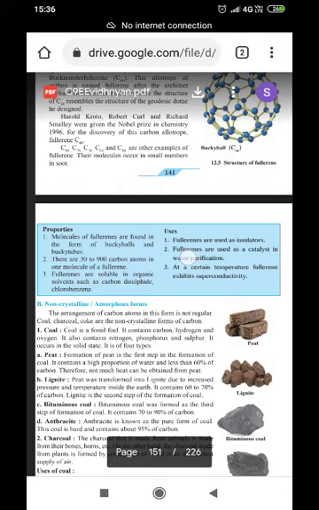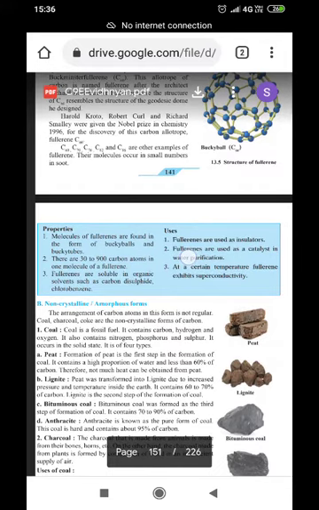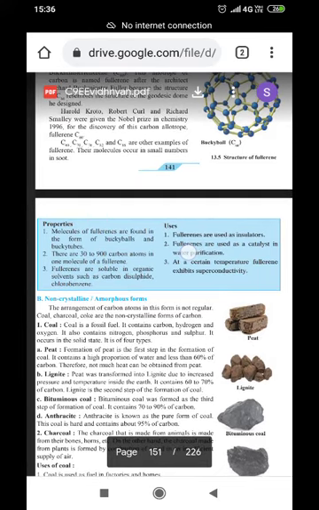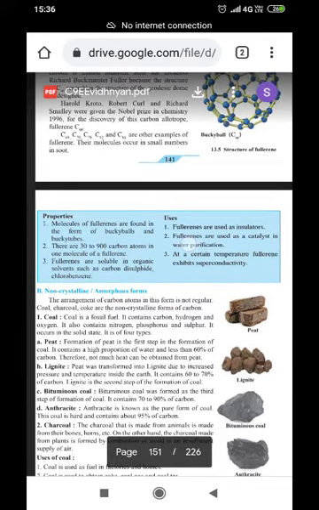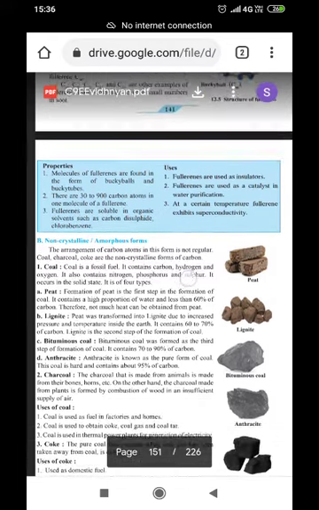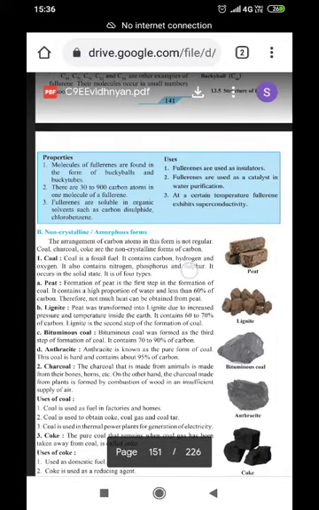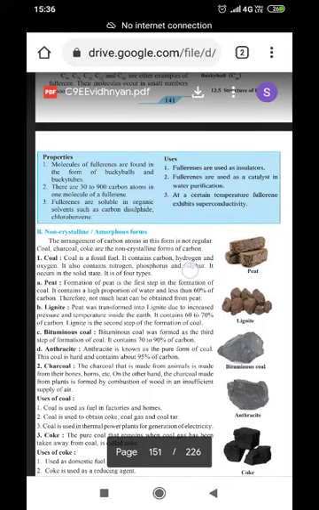C82, and C86 are the other examples of fullerene. Their molecules occur in small numbers in soot. Now, the properties. Molecules of fullerene are found in the form of buckyballs and buckytubes.